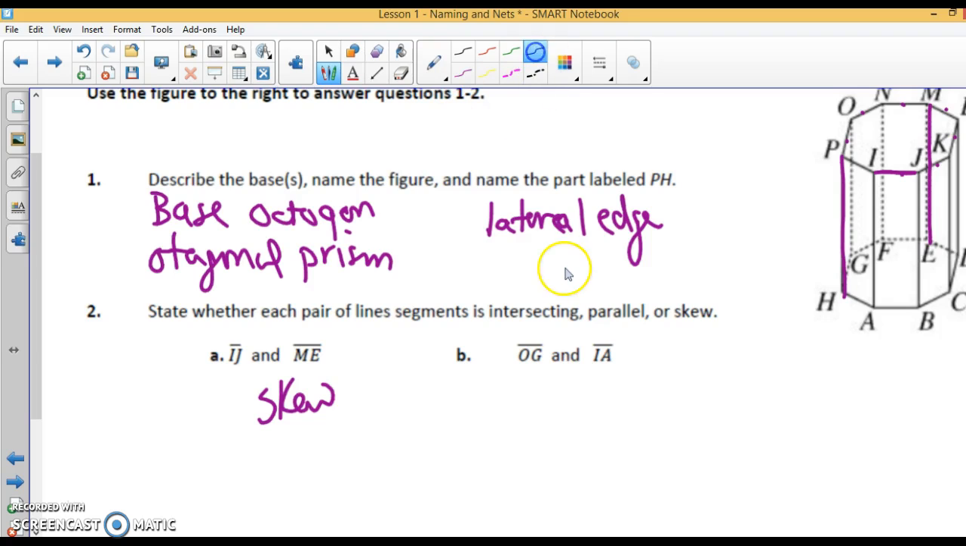Let me change colors here. Segment OG is right here, and segment IA is right here. Those would be parallel, because I could slice a piece of paper right down through that shape, and those two would be on the same plane. So they are parallel.